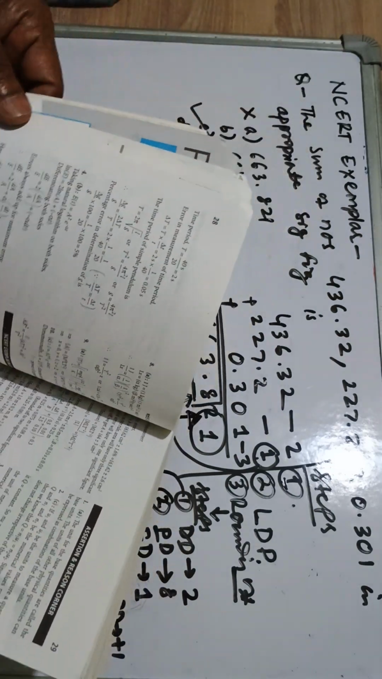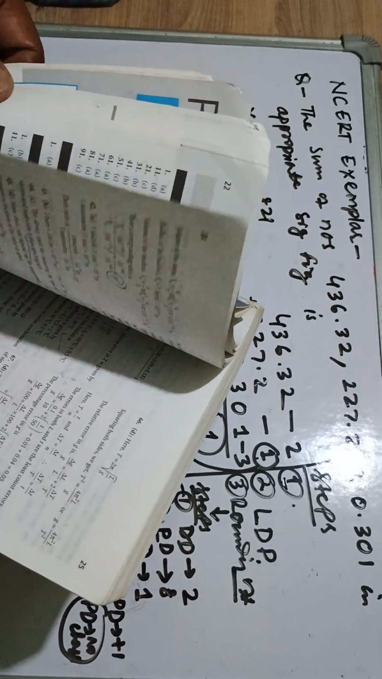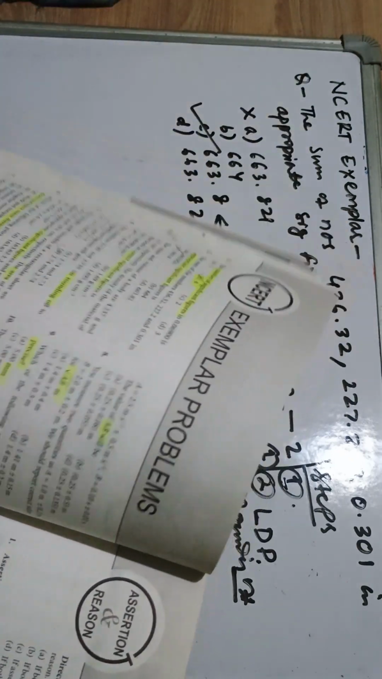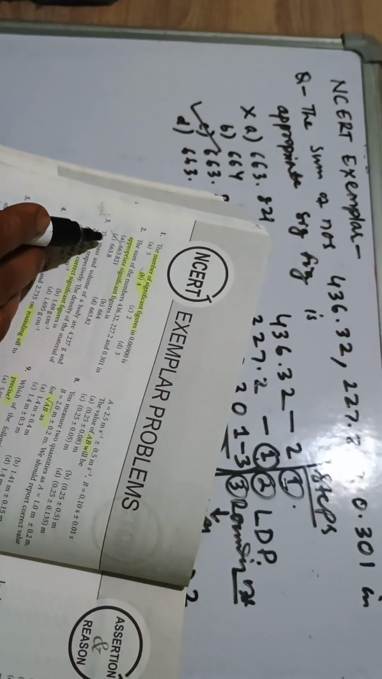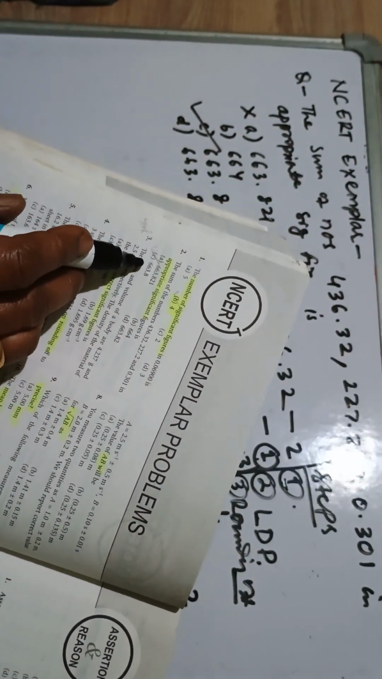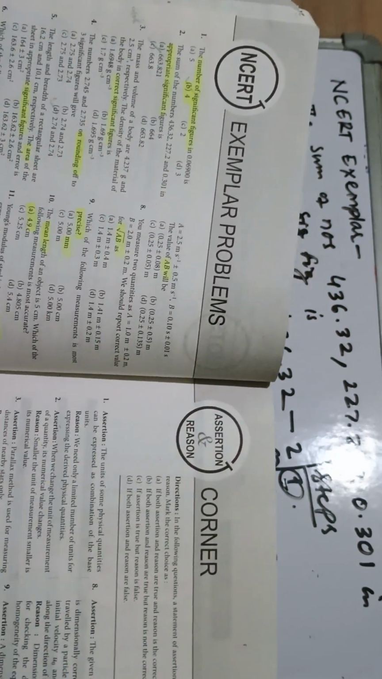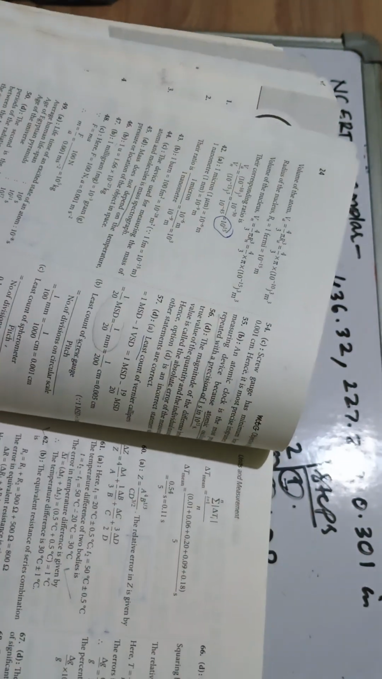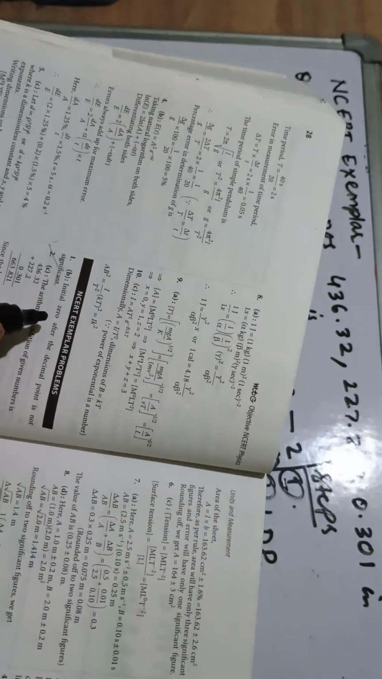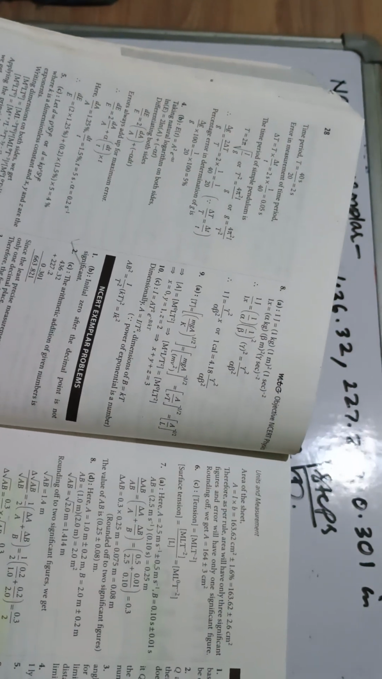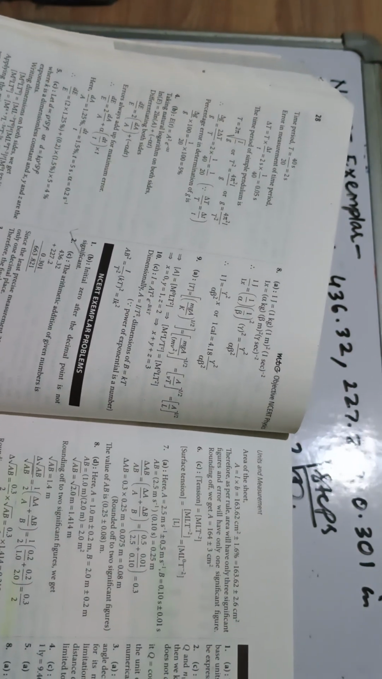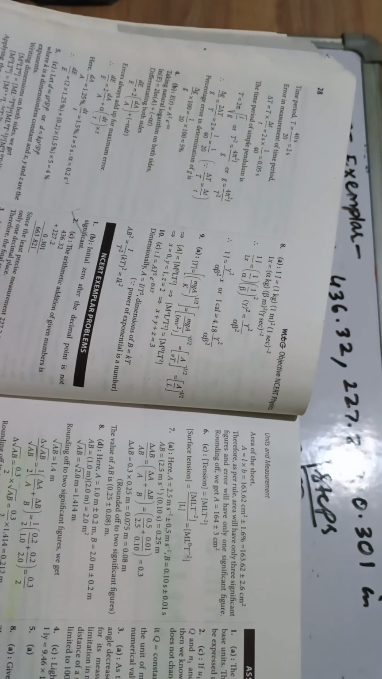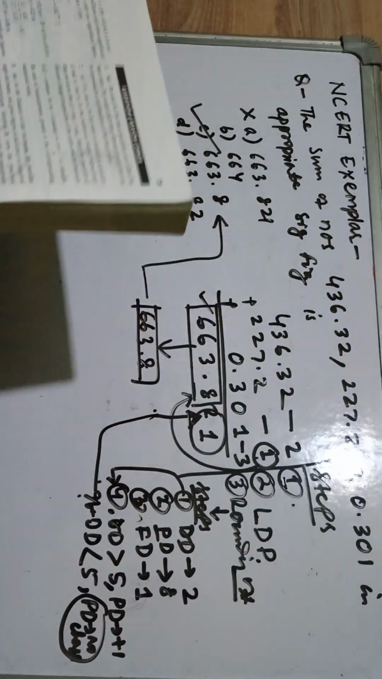Here in the red question, this is the NCERT exemplar problem. This is question number 2. The answer is C. C is 663.8. Here the answer has been explained, why it is 663.8. And this is the correct answer.